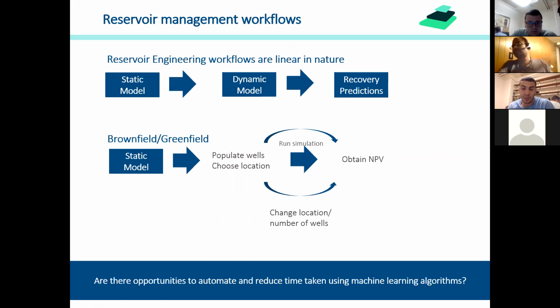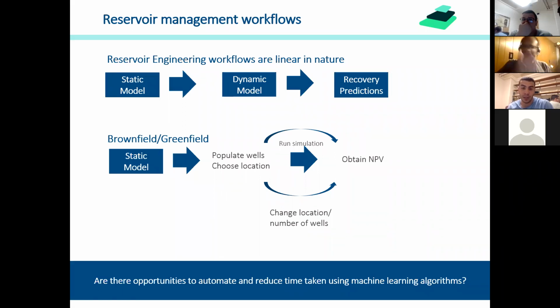All right. So let me change gears and move to reservoir management workflows. Typically when you're working in companies, this is the kind of workflow that folks follow. You start with a static model. The geologists and geophysicists create a static model, and then it gets passed on to a reservoir engineer who starts creating a dynamic model where you plan in wells, simulate flow by running reservoir simulations, and through that make recovery predictions. This is a very typical workflow that we follow in the industry.